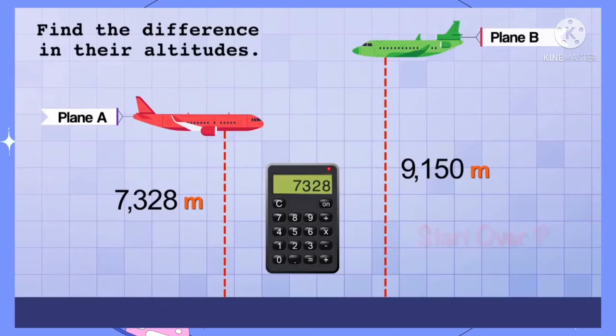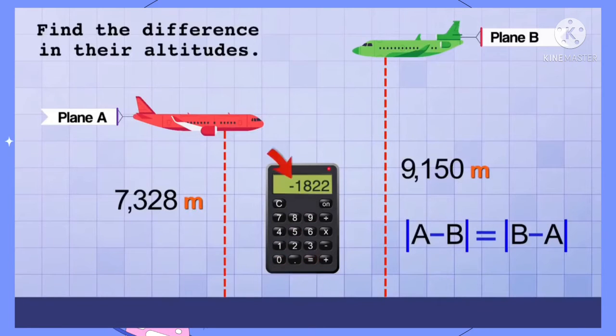Thanks to absolute value, you don't have to. No matter which order you subtract the numbers in, the magnitude of the answer will be the same. Just the direction or sign of the answer will be different. So if you continue on and enter 9,150 and then hit the equal sign, the answer you get is negative 1,822. Now all you have to do is mentally think of that number as an absolute value and ignore the minus sign. The difference in the altitudes of the two planes is 1,822 meters.